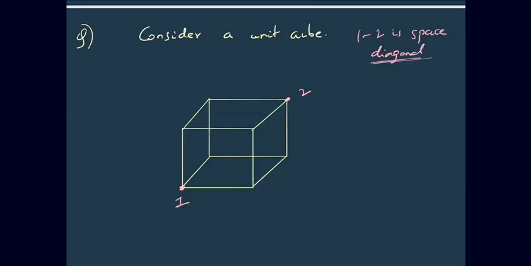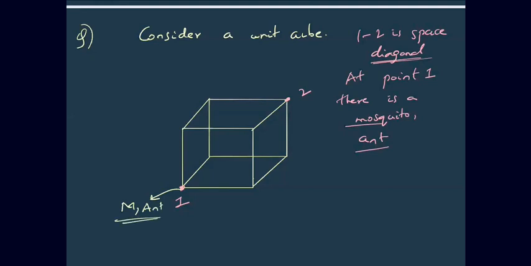Now at point 1, there is a mosquito and there is an ant. So there are two things at point 1, a mosquito and an ant. You need to find the shortest distance by which the mosquito can reach point 2 and the shortest distance by which the ant can reach point 2. This is a very interesting problem, so I will leave it to you.